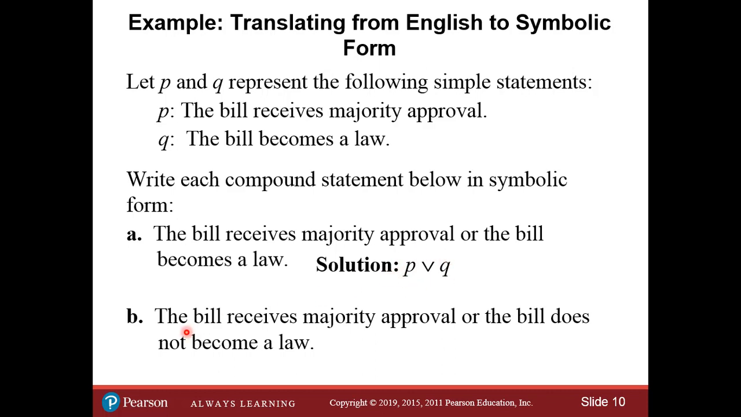Now the second one here says the bill receives majority approval or the bill does not become a law. So in this case here, we now have the negation of the second one. And so we get P or not Q. Okay, and this would be the way we would write it symbolically.